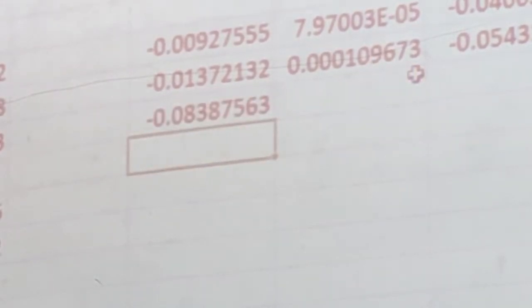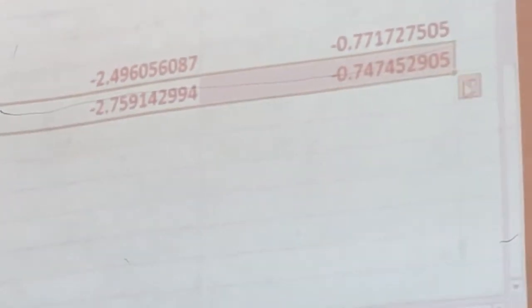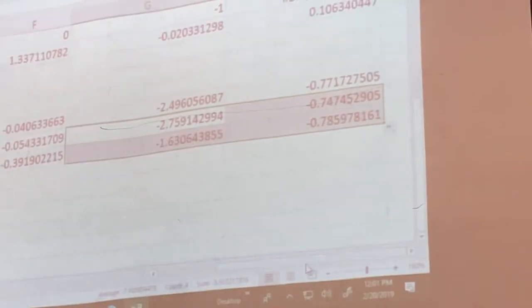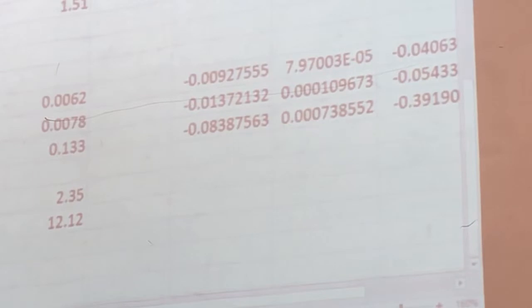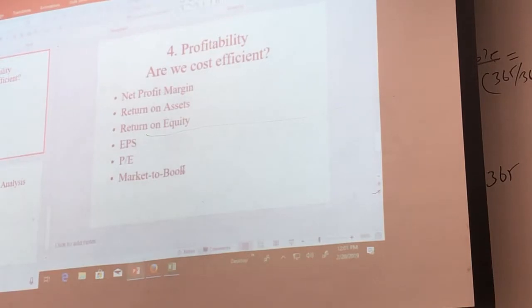So what does it mean? For each $1 that shareholders invested in the firm, okay, they lost 8 pennies last year. So their equity shrank. Their share of the pie shrank by 8% last year. Okay, so let's copy this. So they don't look very good, these numbers, and as I said, historically JCPenney has not been doing well for the past 6-7 years. Okay, let's save it.